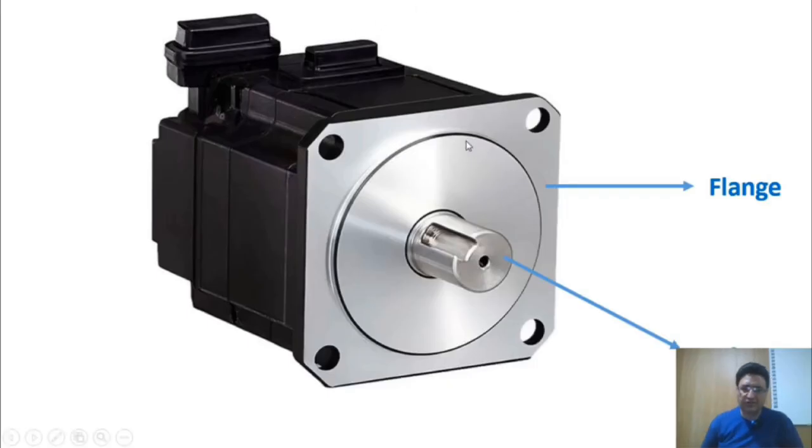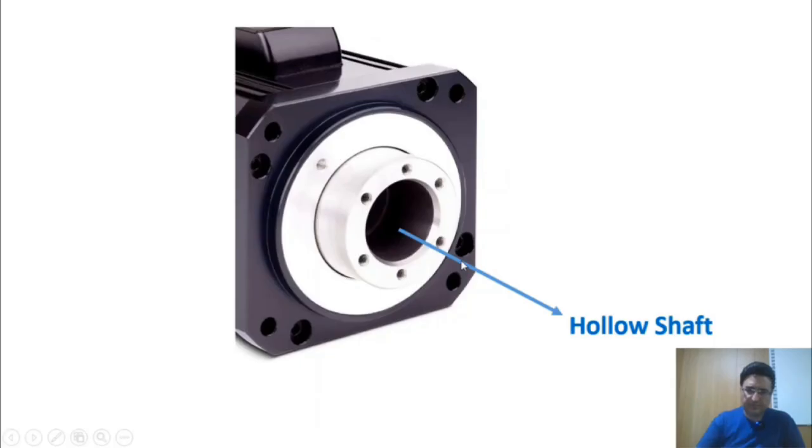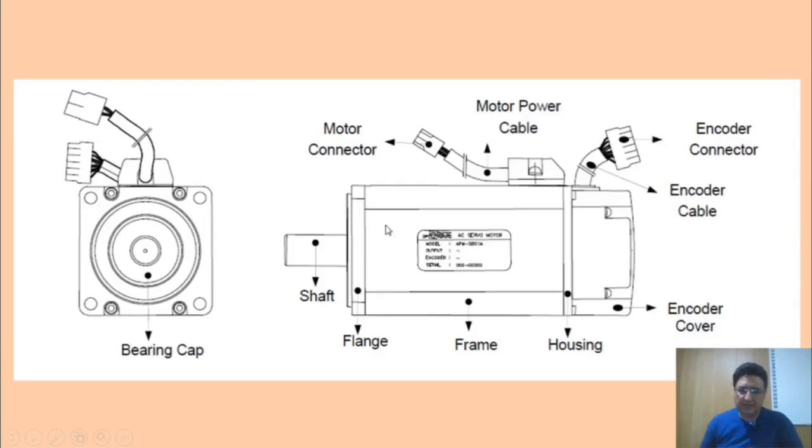Alright, in this image, as you can see, it shows us a servo motor, with this part being the motor flange and this part being the motor shaft. And this is also an image of hollow shaft motors. In this image as well, it shows us servo motors, with this part being the shaft. This part is related to the flange. This part is for the power cables. This part is for the encoder cable. And this end part of the motor is for the encoder that is mounted on the motor.